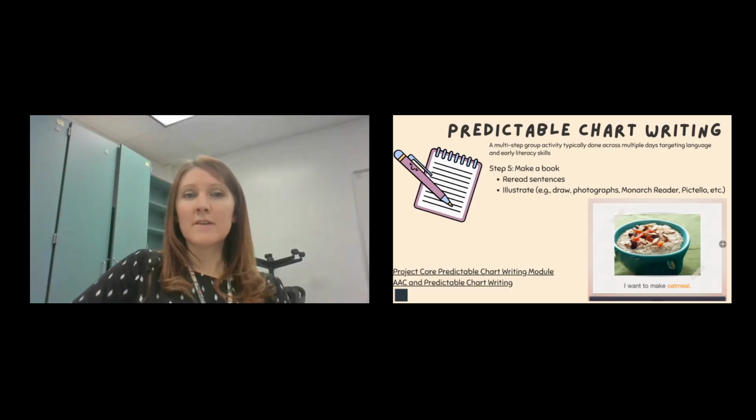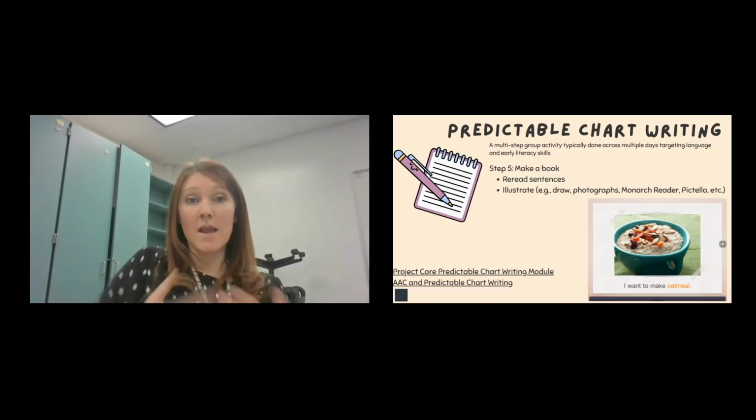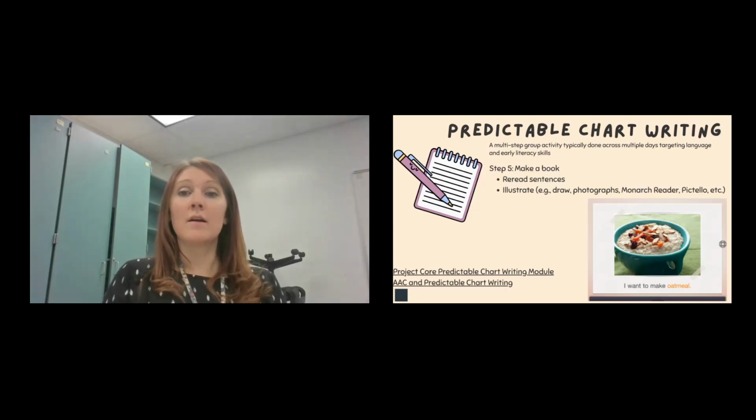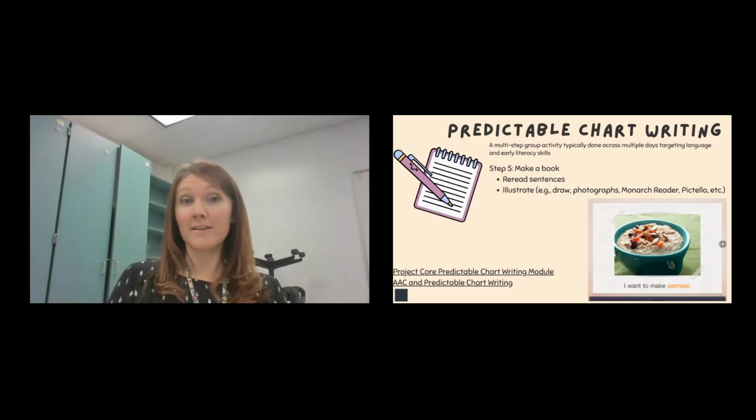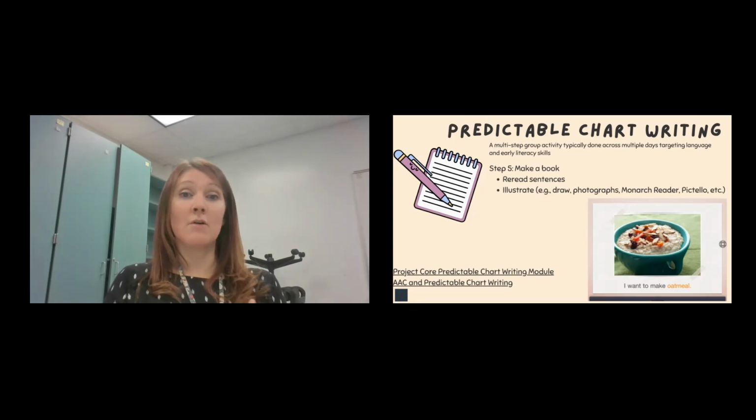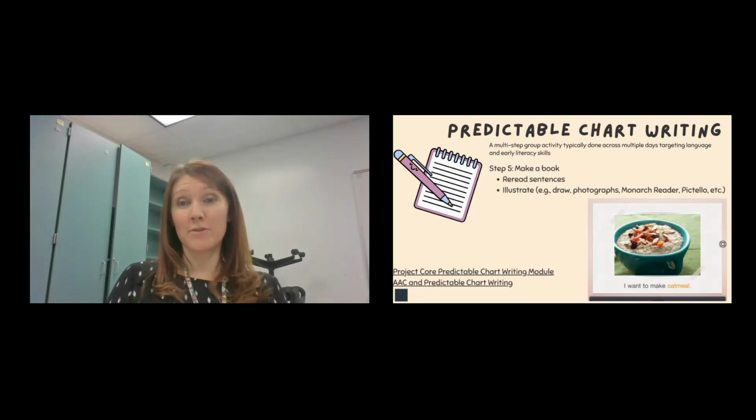The importance of this step is that it teaches students a purpose for writing. We didn't just do this activity to do this activity. We made a product. We made a book. Our class wrote a book. And so you can compile everybody's illustrations, drawings, photographs, a book in Monarch Reader, however you want to do it, into a published product. And some teachers will print these out and put them into their classroom library as books that students can work with.